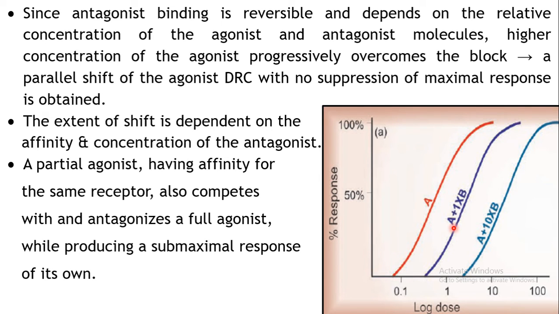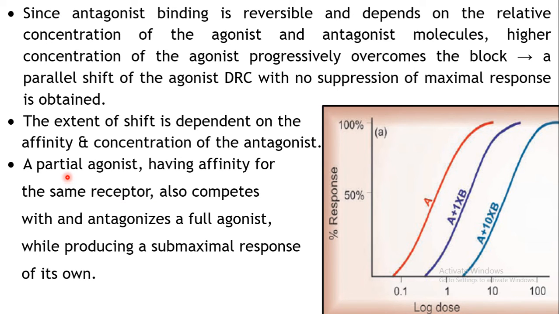There is no suppression in the maximum response of your agonist. As you increase the amount of antagonist, there will be a shift in the DRC of your agonist. The extent of shift depends upon the affinity and the concentration of your antagonist. The more the affinity or the more the concentration of your antagonist, the more will be the shift towards the right-hand side.